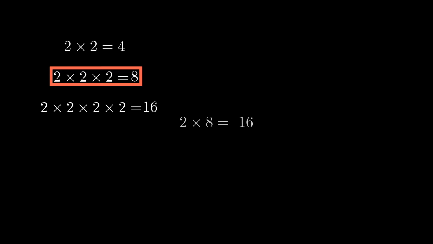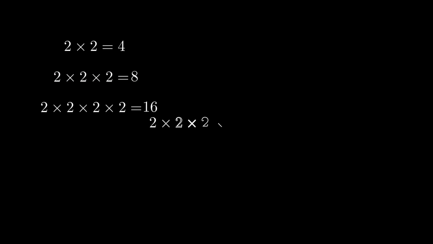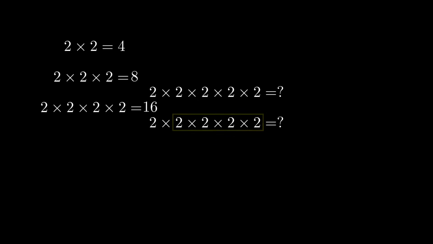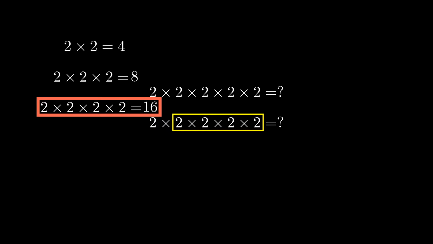Let's save that. Now let's go with 5 2's. 2 times 2 times 2 times 2 times 2. Again, look at the last 4. Use the previous equation. Plug that in. And we get 2 times 16. And that's 32. So 2 times 2 times 2 times 2 times 2 is 32.